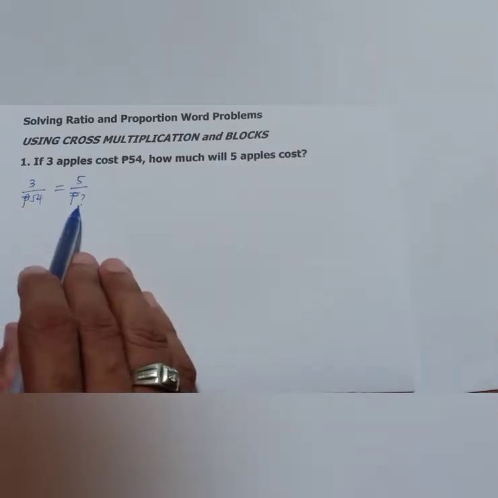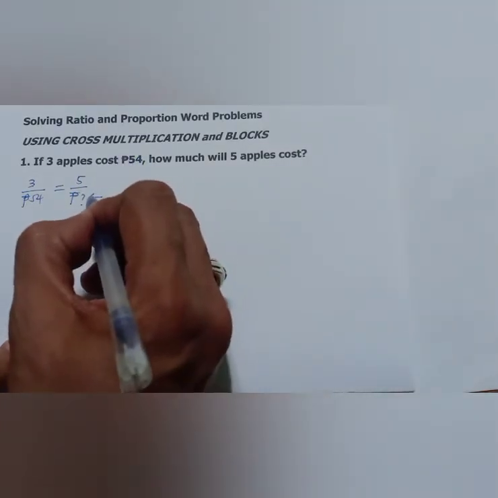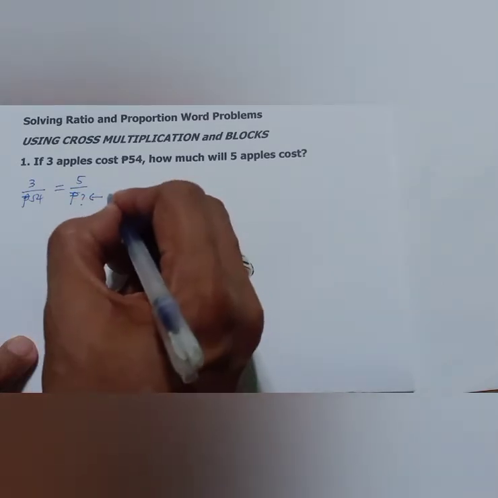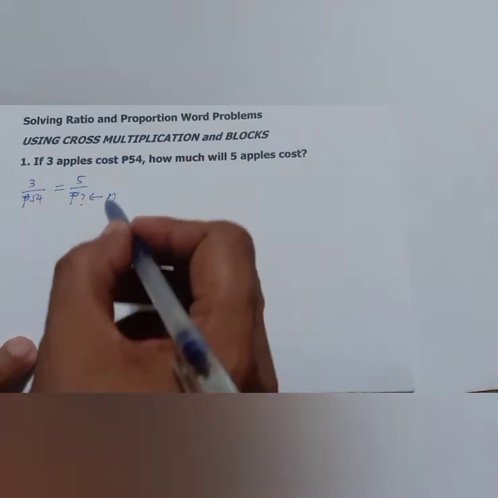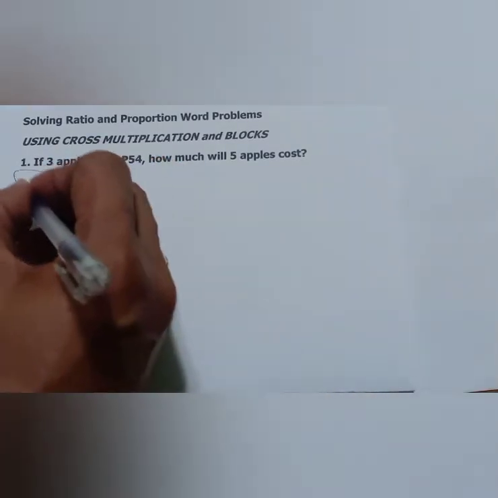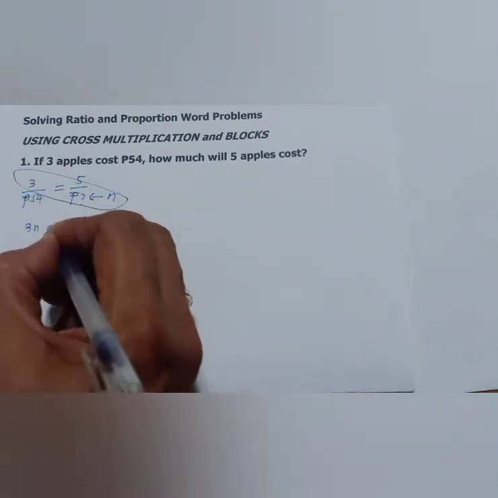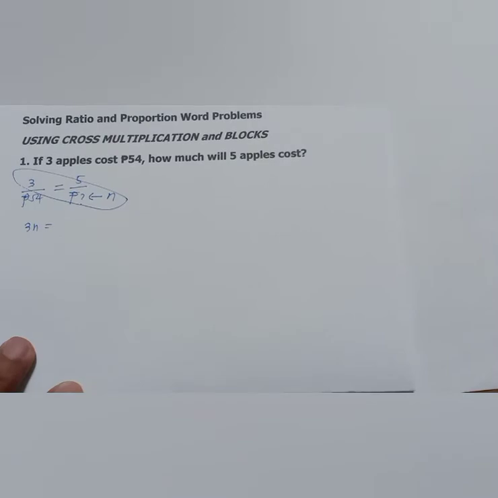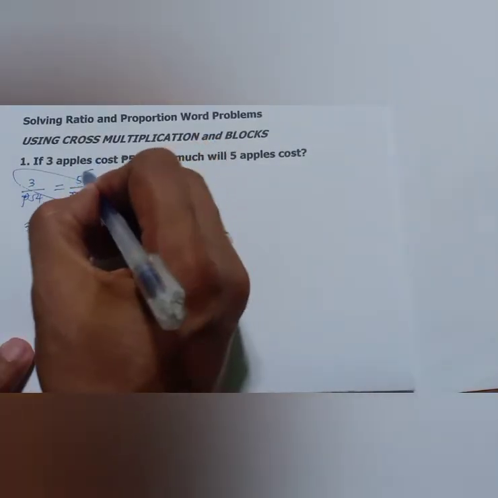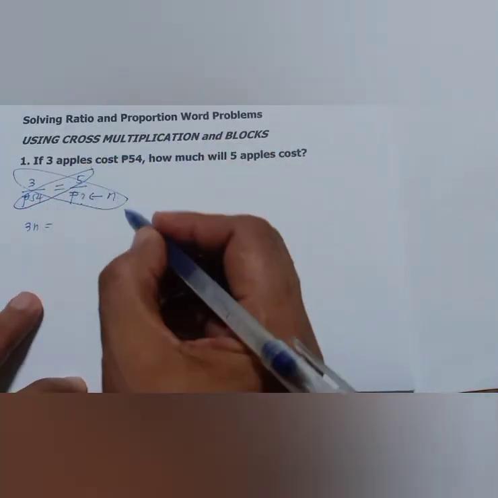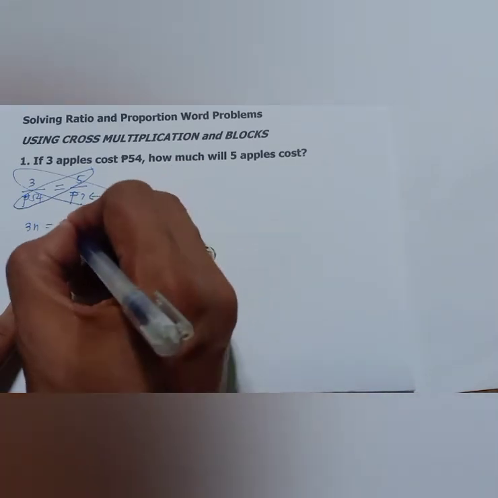So missing here is the fourth term. So let's change that to n. Then let's cross multiply. 3 times n is 3n, correct? Equals. Then 5 times 54, that will give you what? 270.